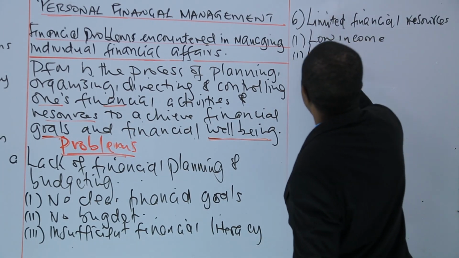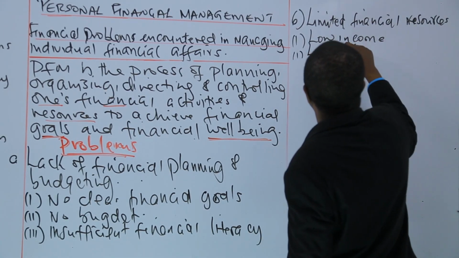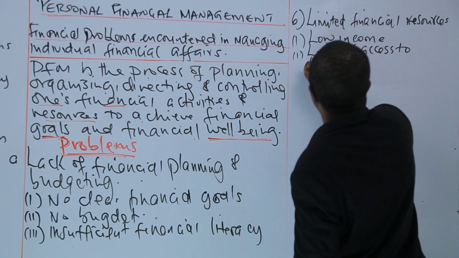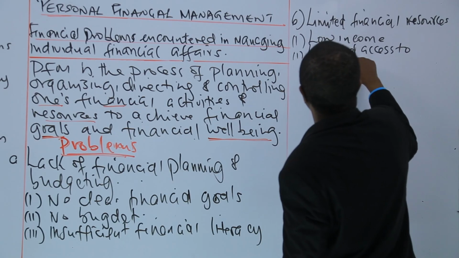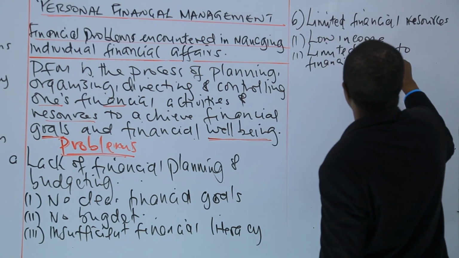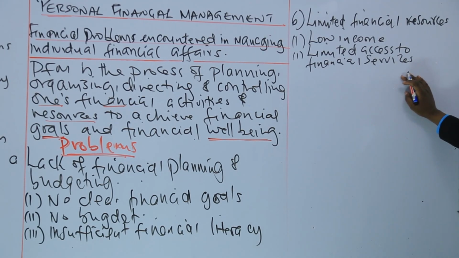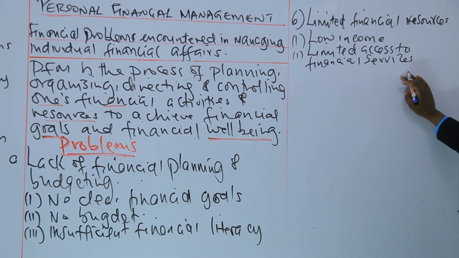Two, limited access to financial services. Limited access to financial services. Lacking access to banking services and credit can make it difficult for individuals to manage financial resources effectively.